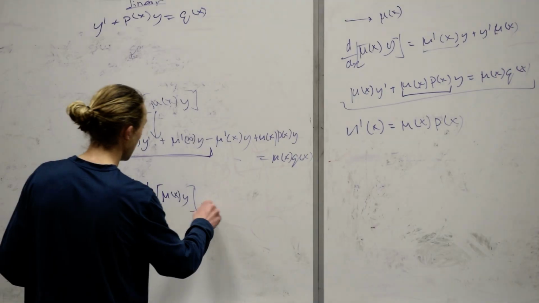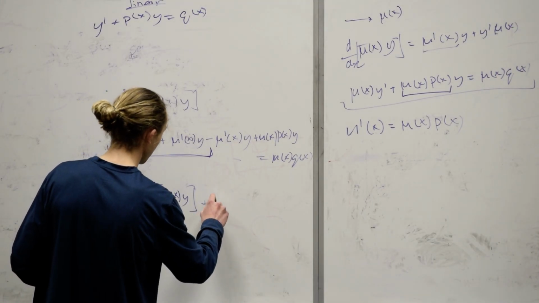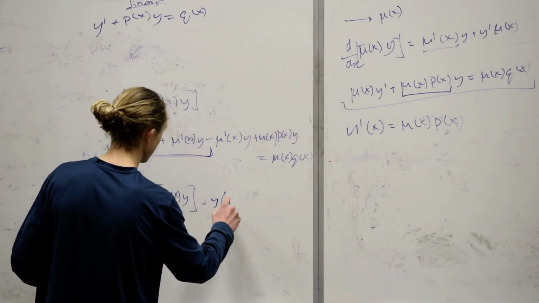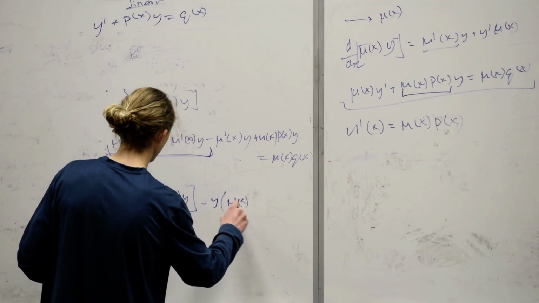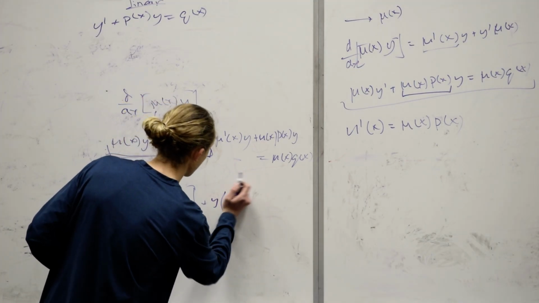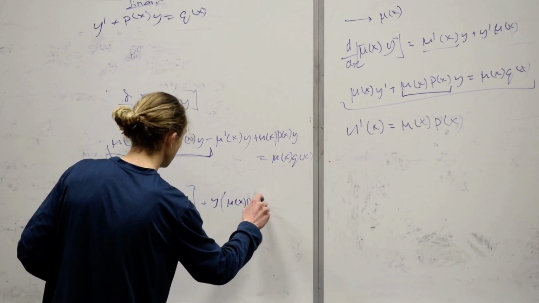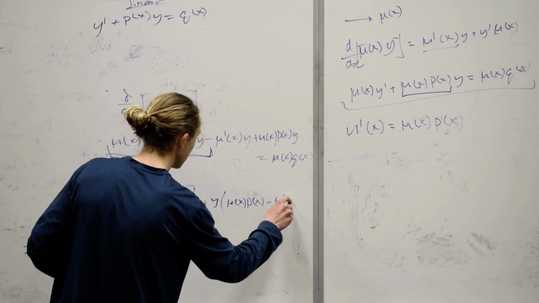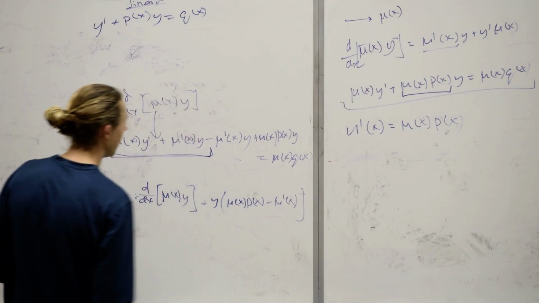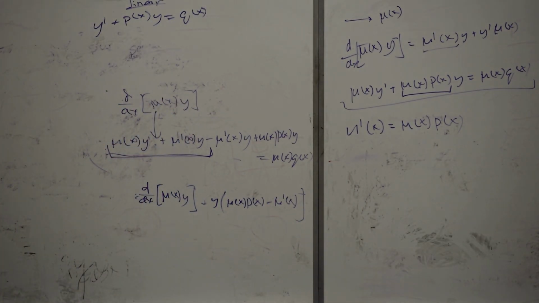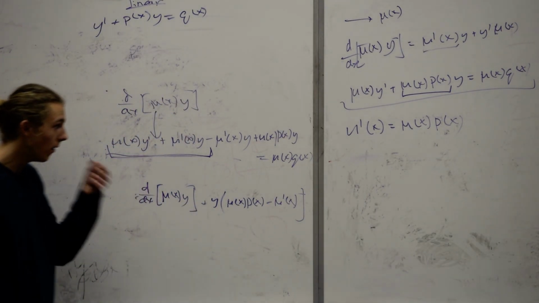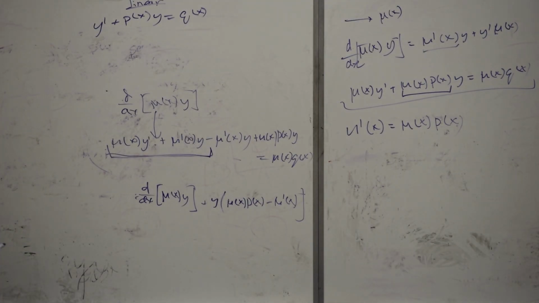And now here we have a common factor, right? We have y, and we can factor out, what is that? Mu prime of x, mu of x p of x, minus mu prime of x. Okay, so now we have this and we have this, right?